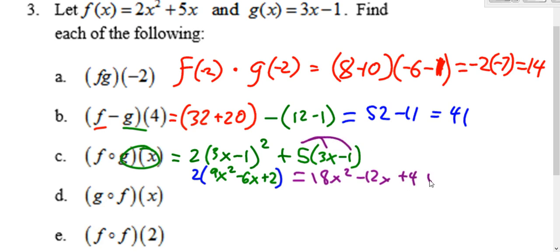And distribute here also. That's 15x minus 5. Combine all your like terms, which is quite a few. You got 18x squared. Negative 12x and 15x is 3x. And then positive 4 minus 5 is minus 1.